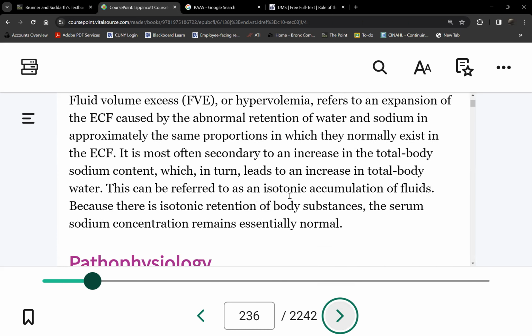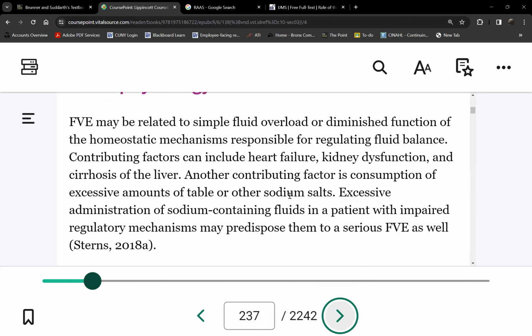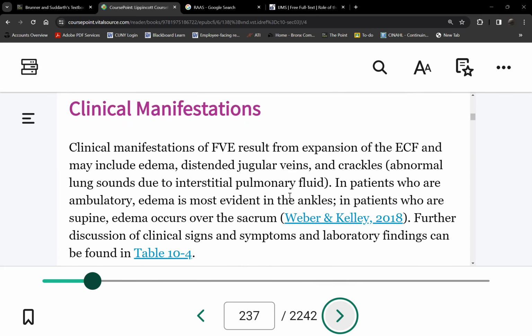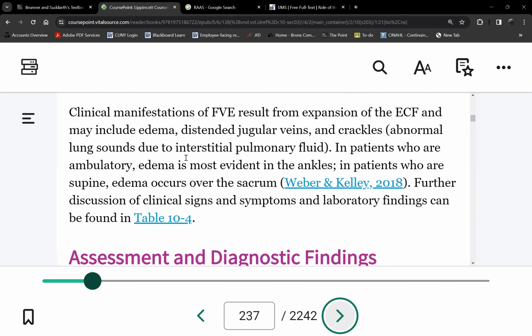Fluid overload. So this is the opposite. Again, the causes, countless causes. We'll do a few examples after this one. Manifestations are the opposite of dehydration. So what will be the blood pressure? High. Heart rate will be? It probably will remain high because now the patient has higher fluid volume, so the workload increases.